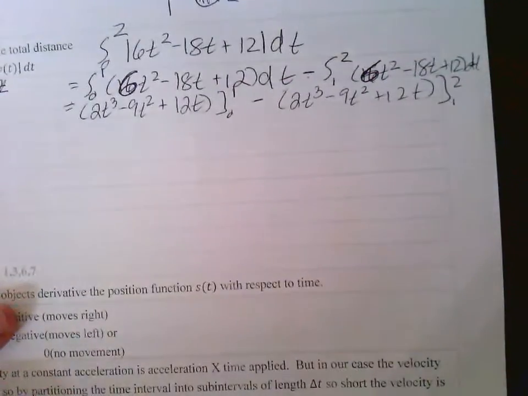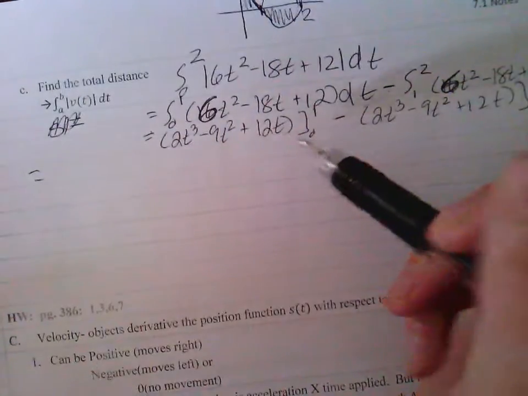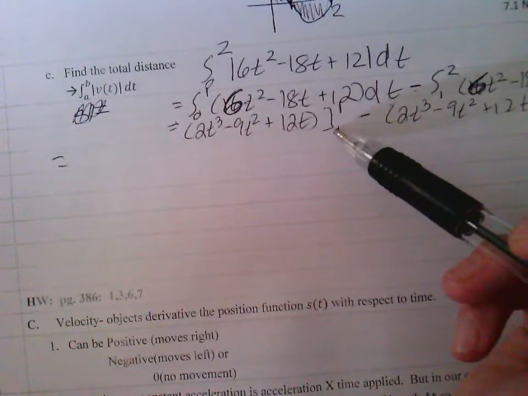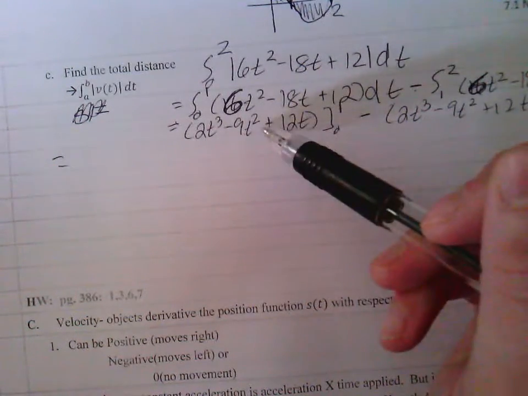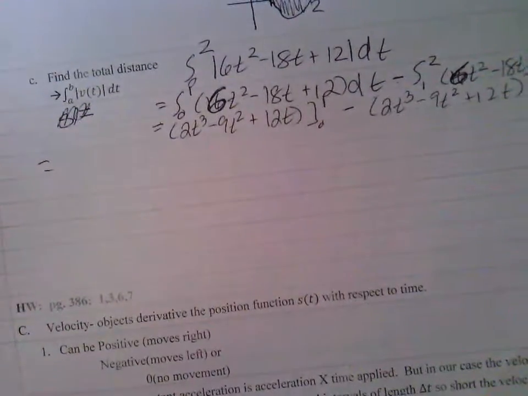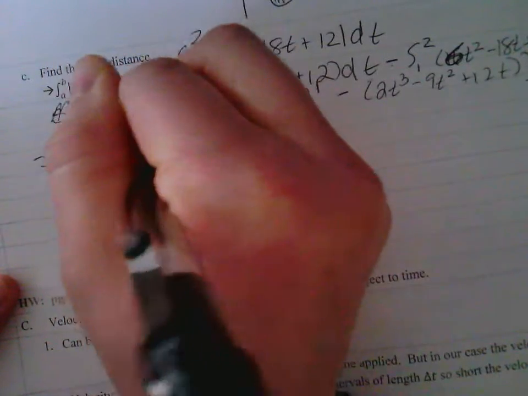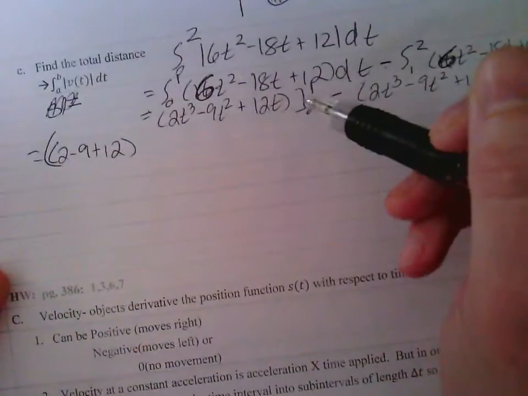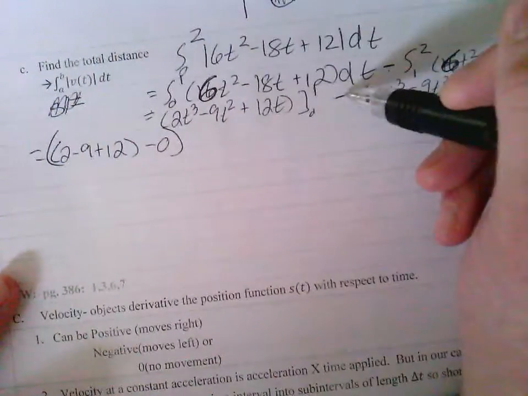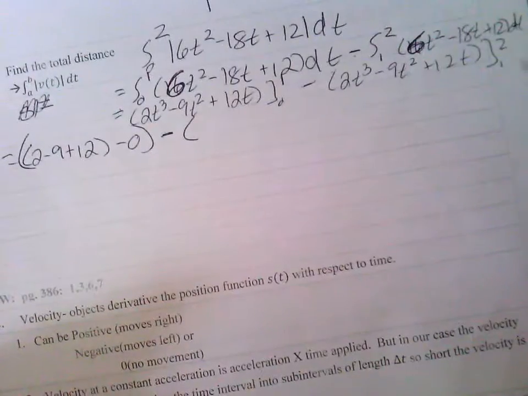Okay, so I'm going to go over here. So you got f of 1 minus f of 0. So that's going to be 2 minus 9 plus 12, so you got 2 minus 9 plus 12 minus f of 0, which is just going to be 0. And now we're here. Minus f of 2 minus f of 1.